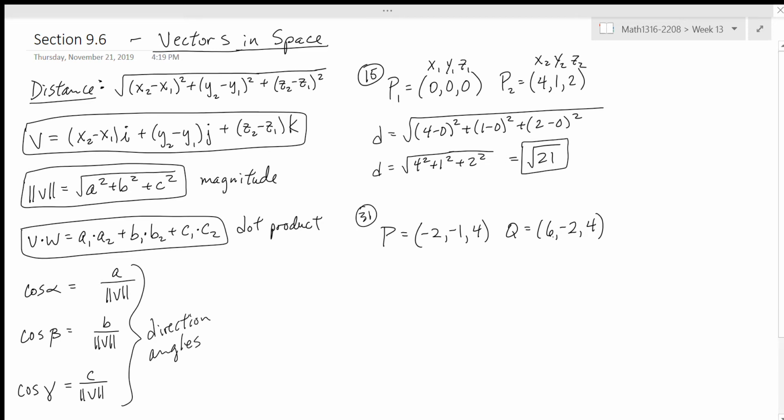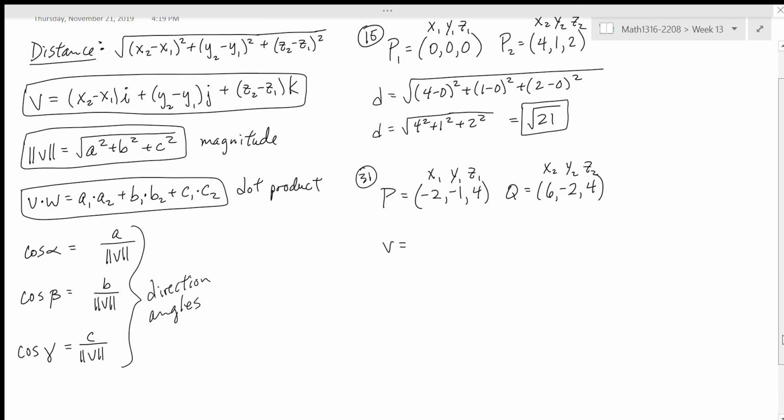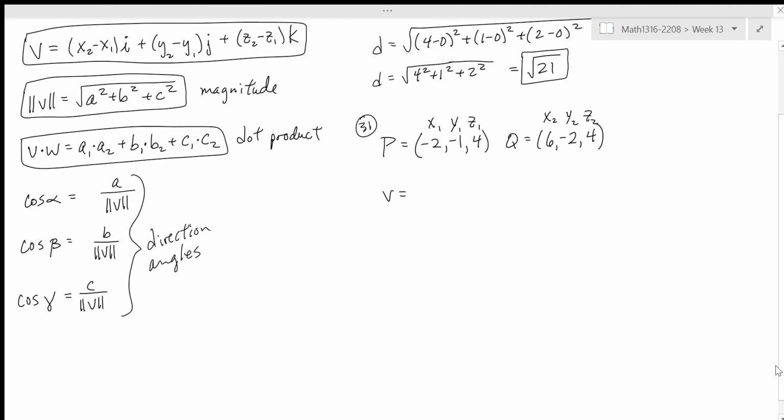All right, so does it matter which one of these I label with X1 and X2? Oh, it does. Now it does. The initial point has to be X1, Y1, Z1. And the terminal point has to be X2, Y2, Z2. And it did say find the vector. So we're going to be plugging into the vector formula up here. And when we get done simplifying, it will be standard form.